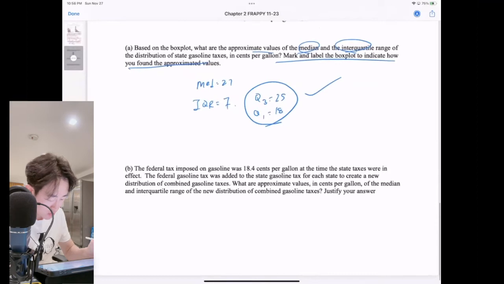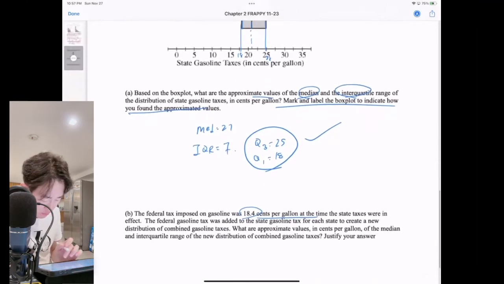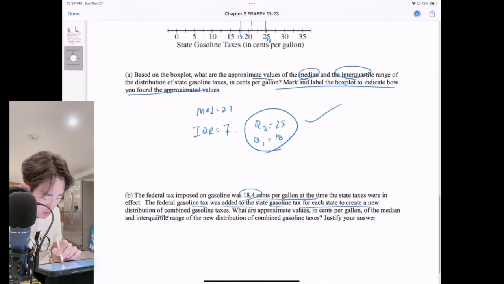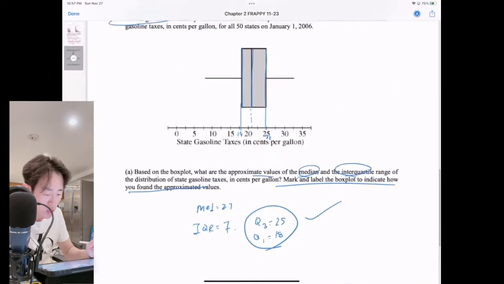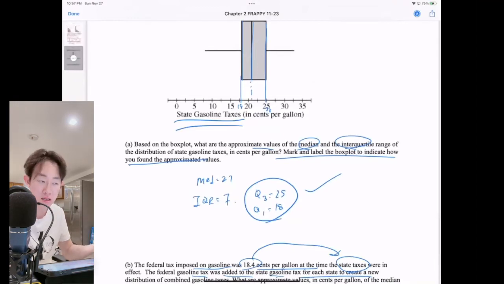Part B, the federal tax imposed 18.4 cents per gallon at the time. So in effect, the federal gas tax was added to the state gasoline tax for each state to create a new distribution of combined gasoline taxes. What that means is that this is the federal government law for the taxes, and it's going to get added on top of all the state gasoline taxes that are already in place, basically.